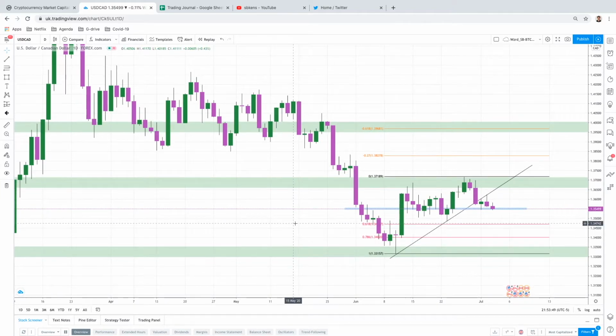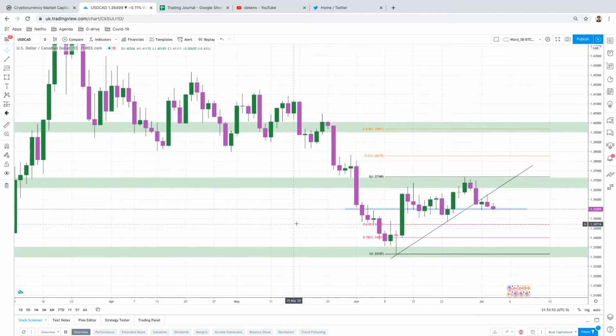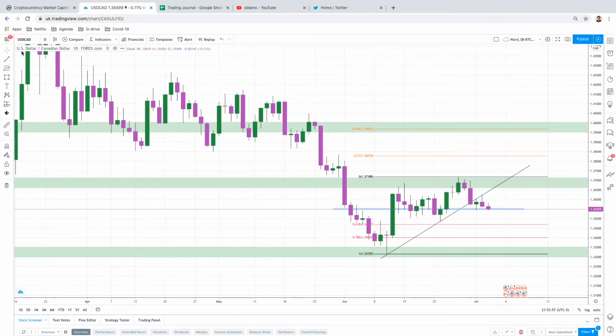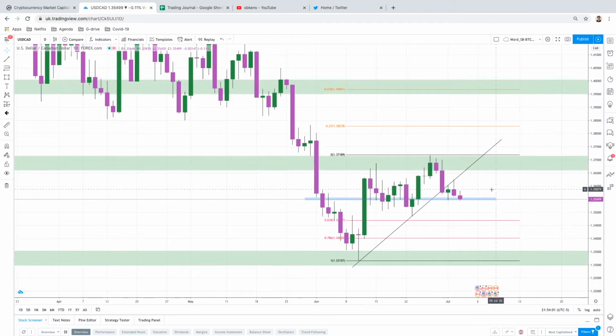I will keep this very short, very simple, and just try to whiz through the pairs as quick as possible. Today we're starting off with the US dollar against the Canadian dollar. Overall, we do have this Fibonacci in play on the daily time frame, and we are looking for a push down towards the 61.8 and 78.6 regions.